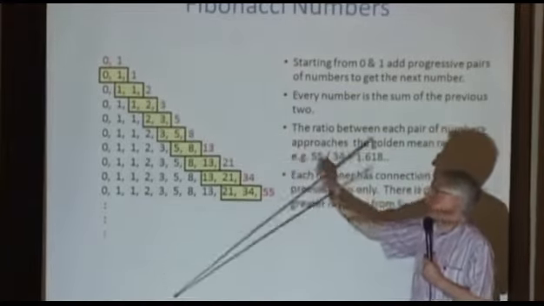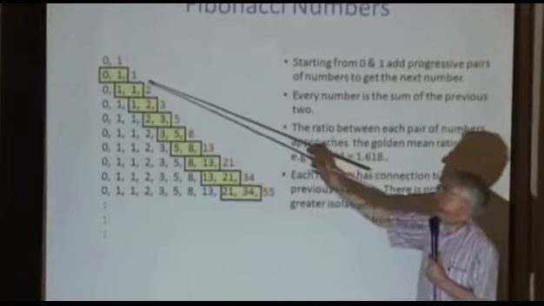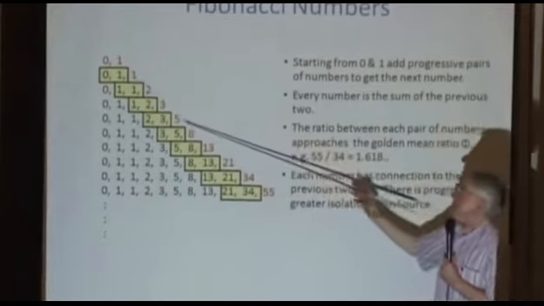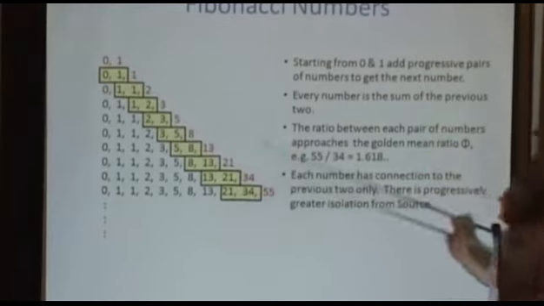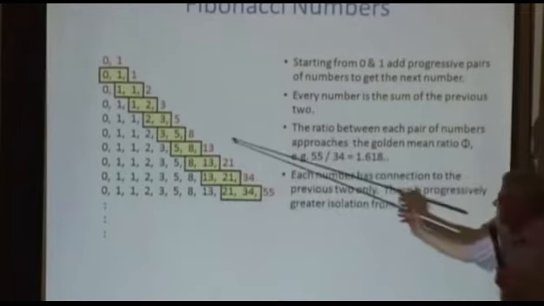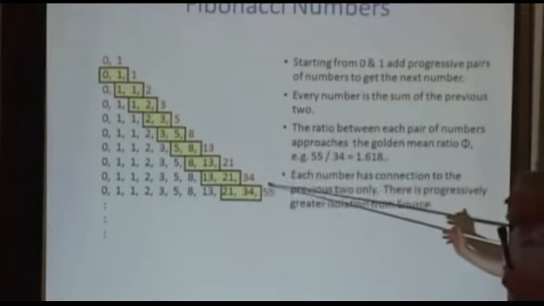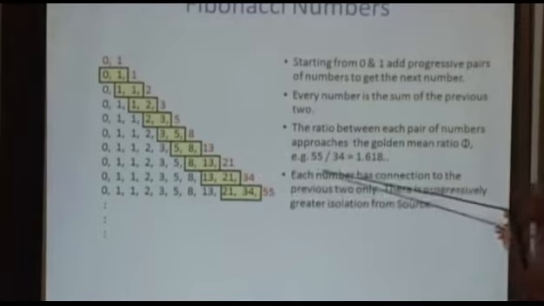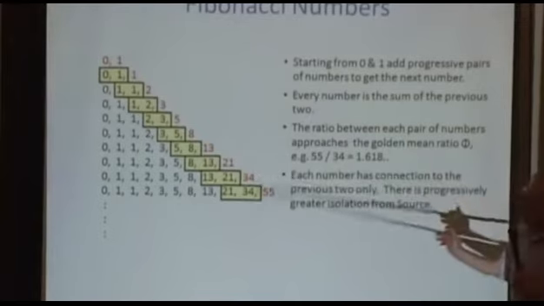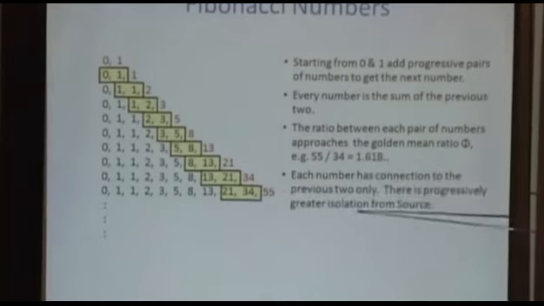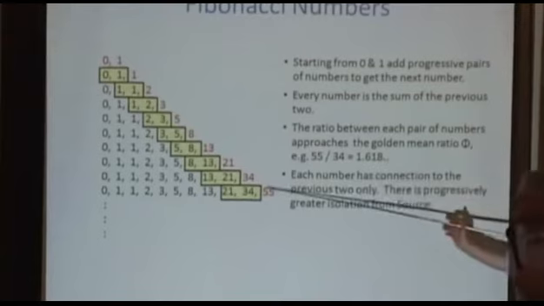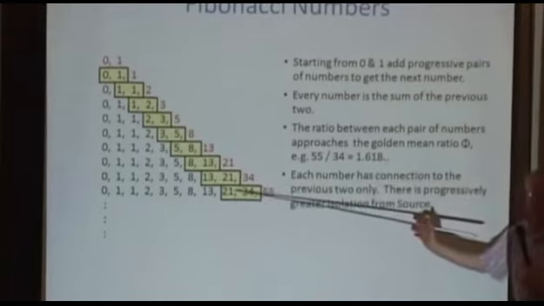So when we add the numbers in pairs, we get a sequence of numbers that goes 0, 1, 1, 2, 3, 5, 8, 13, and so on. So this builds up what's referred to as the Fibonacci number sequence. And as we move further out along the sequence, the ratio between each number is 1.618 times the previous value. So the numbers fall into the golden mean ratio. Now we can see from this pattern that each number has connection to the previous two only. In other words, each number has relationship to the previous two only.